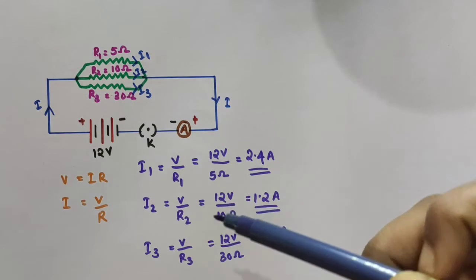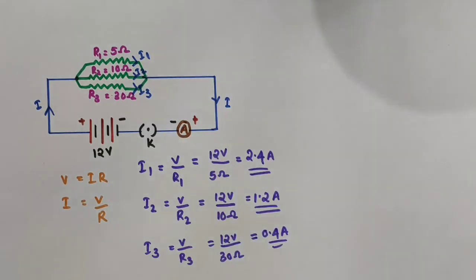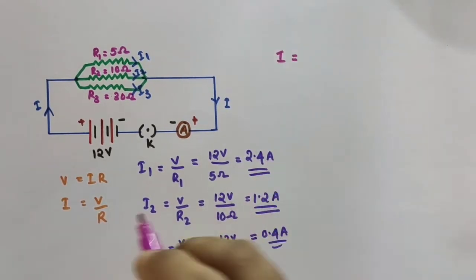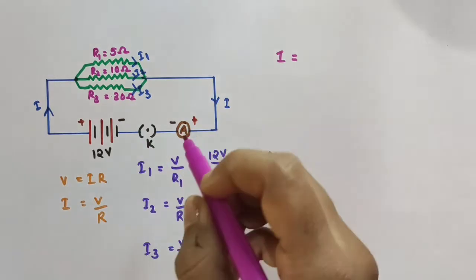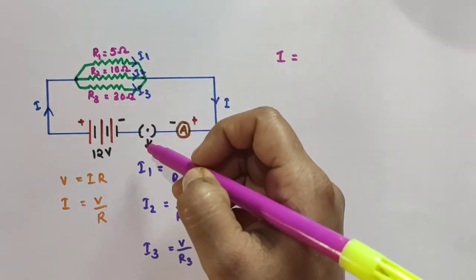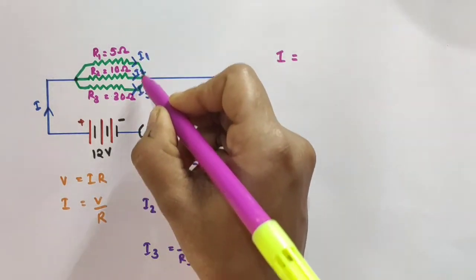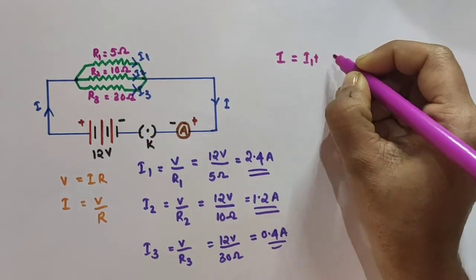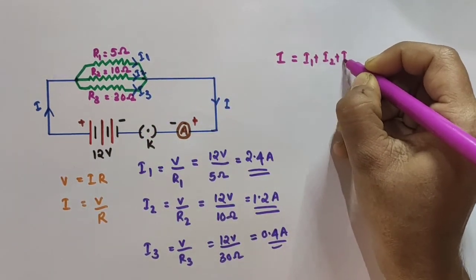So we got the current through each resistor. Now what about the total current in the circuit? How can we find out the total current in the circuit? What will be the total current in the circuit? To get the total current in the circuit, we have this formula now. We know that the total current which is flowing through the whole circuit is split into I1, I2 and I3. So when it comes here, all the three currents added up, and we will get I is equal to I1 plus I2 plus I3.